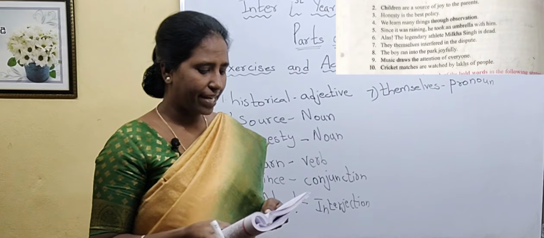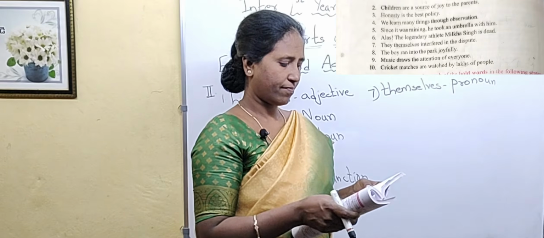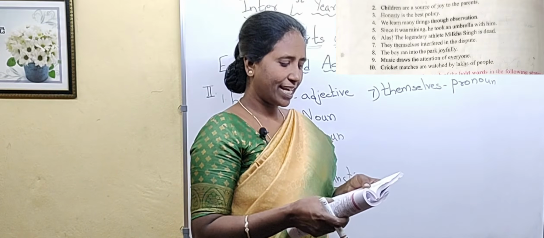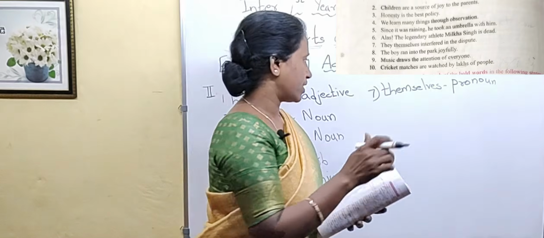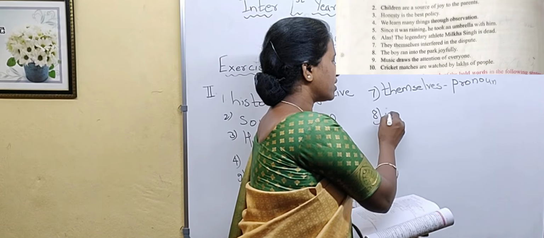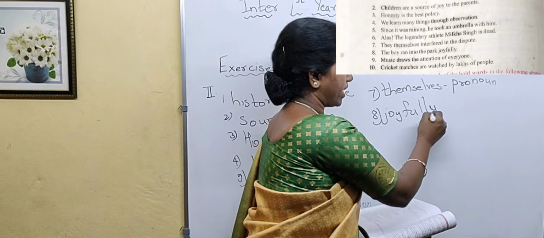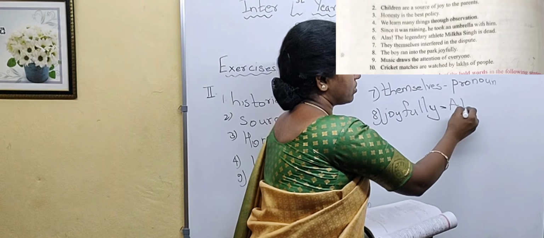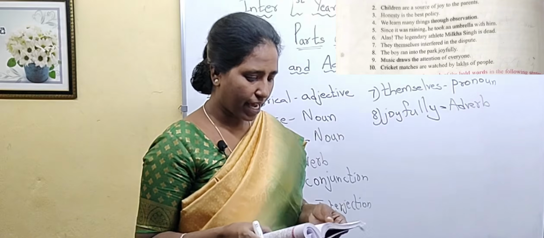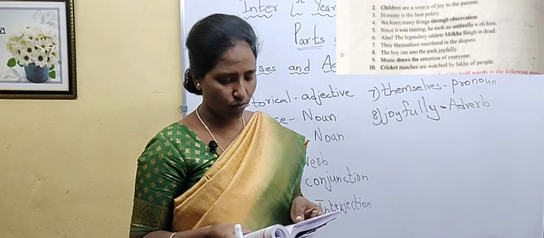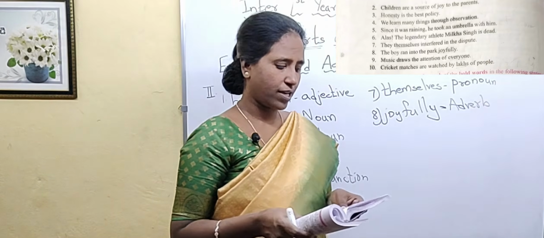On to the eighth one. The boy ran into the park joyfully. Here the word joyfully is underlined. You can see our keyword ly. It is ending with ly, so naturally you can come to the conclusion that joyfully is an adverb. It gives the answer to the question how. How the boy ran? The boy ran joyfully.